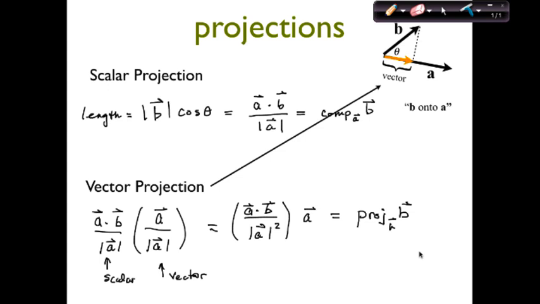Again, the beauty of these formulas is that you can find that vector, or you can find its magnitude, without knowing the angle, without having to find the angle. That's the point.